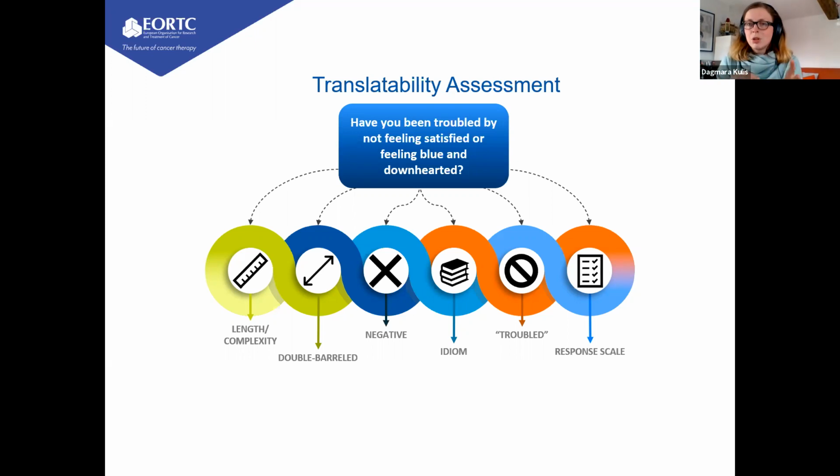Have you been troubled? Not at all, or very much. It does not match the response scale and becomes, again, very, very complicated. The next issue is that we have an idiom. So feeling blue, this is not something that we can translate in a very straightforward way. In some languages, it will require a rather lengthy explanation about the emotional state, and will again become longer and more complicated for the person who will be filling in the questionnaire.